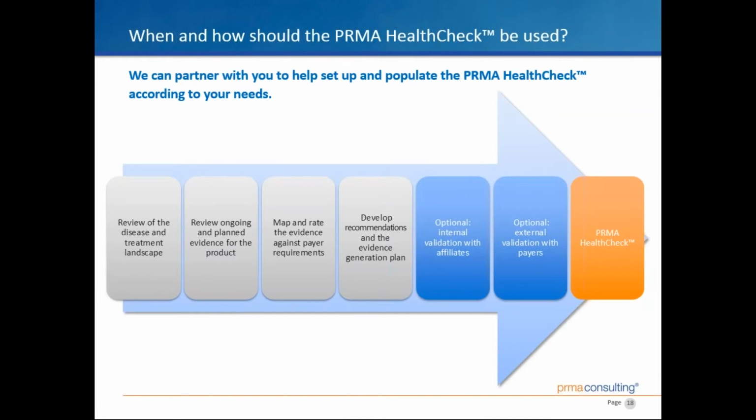Additional steps include internal validation of the evidence gaps and recommendations with affiliates in each country to get early input on the evidence gaps and strategies proposed, or external validation with peers in each scope country to ensure the ratings, evidence gaps, and evidence generation strategies are appropriate and able to satisfy peer needs.